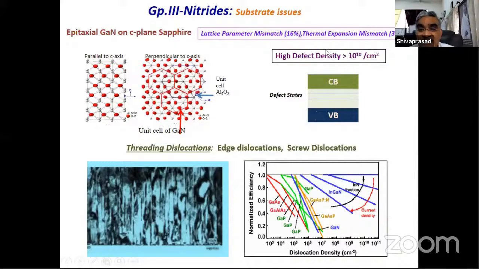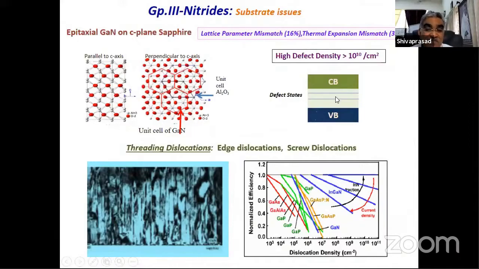Obviously, as I told you earlier, these defects form defect states in between the valence band and the conduction band. So that means there is a possibility that the electrons can get trapped in these states. The electrons can stay in these states, and that is why you will get an inefficient material. The electrons from the valence band will not easily go to the conduction band, and those from the conduction band will not come easily to the valence band, because in between there are these distractions.